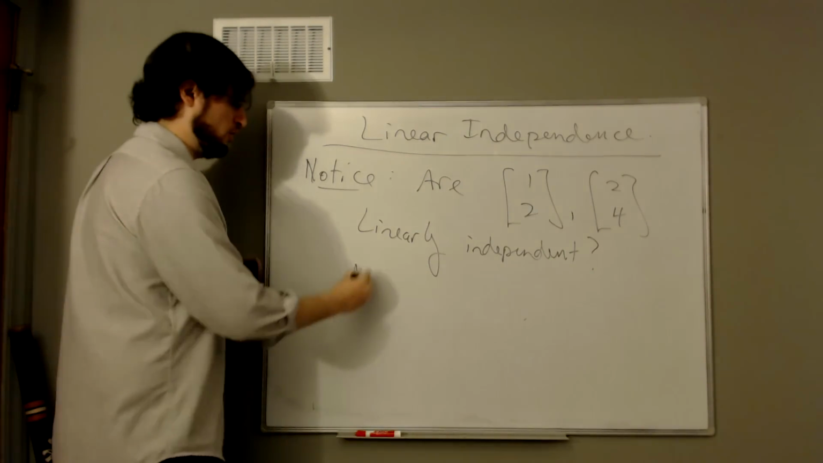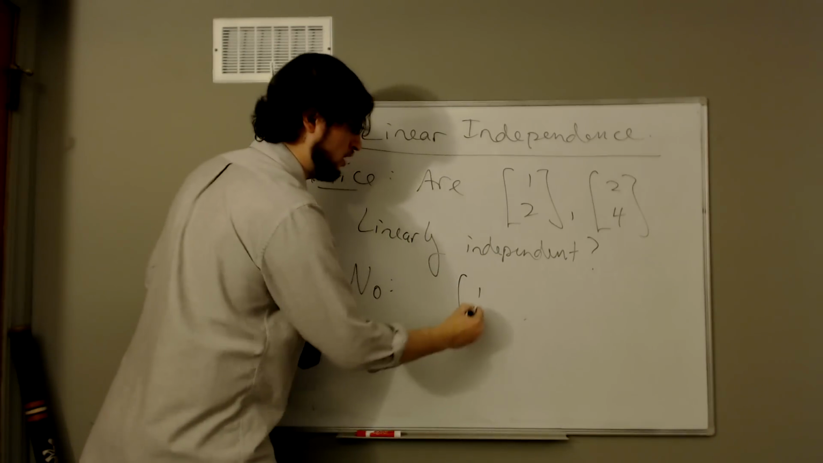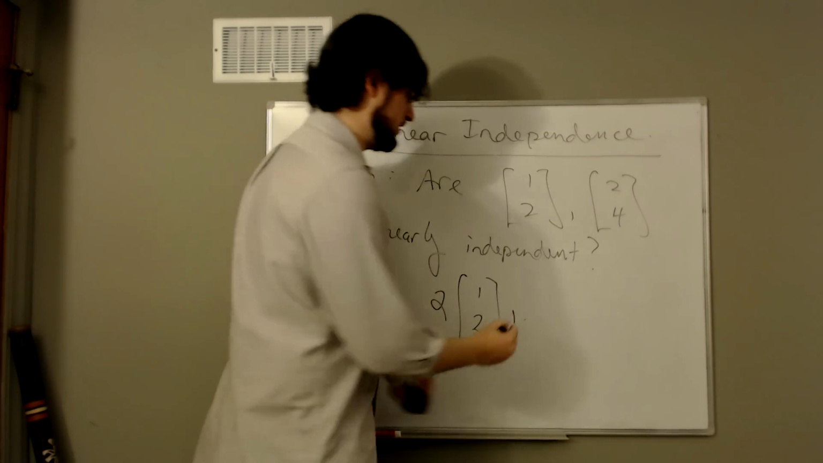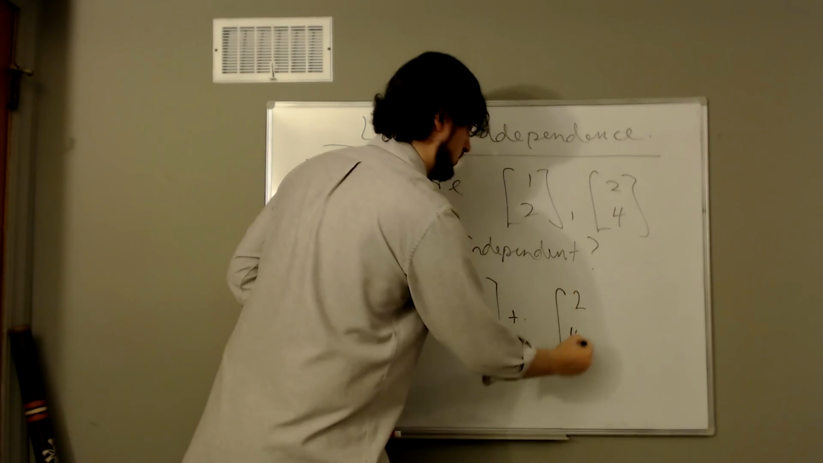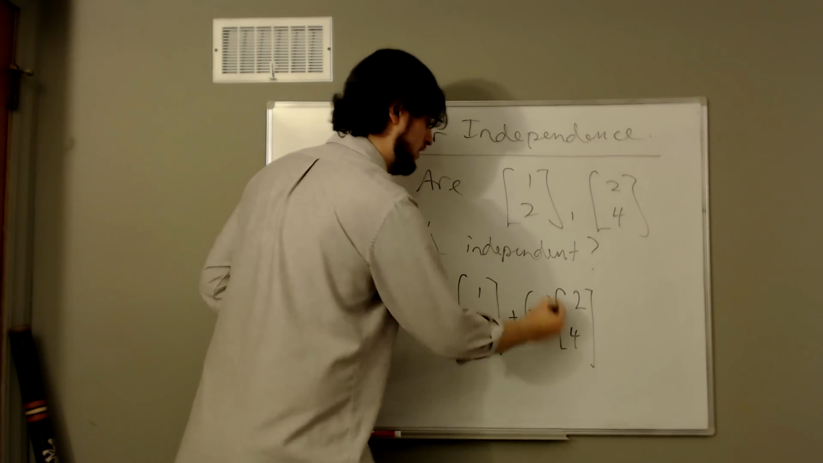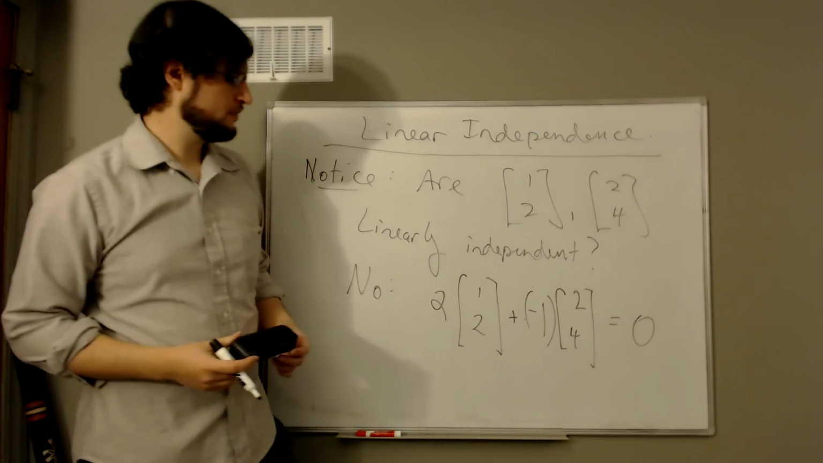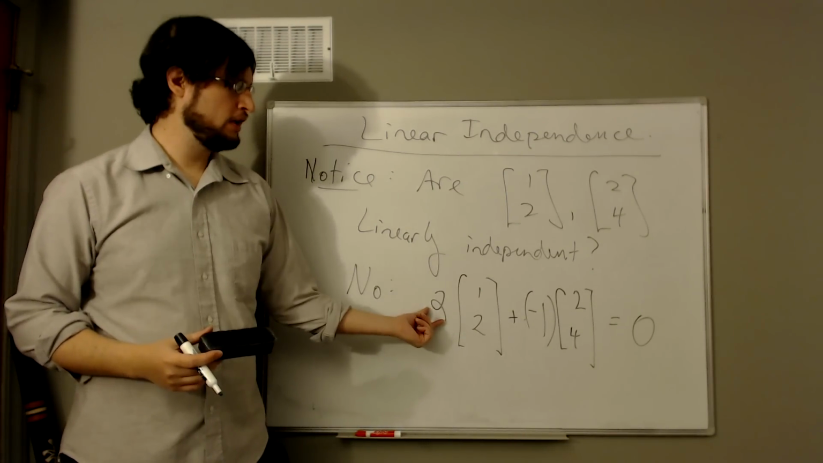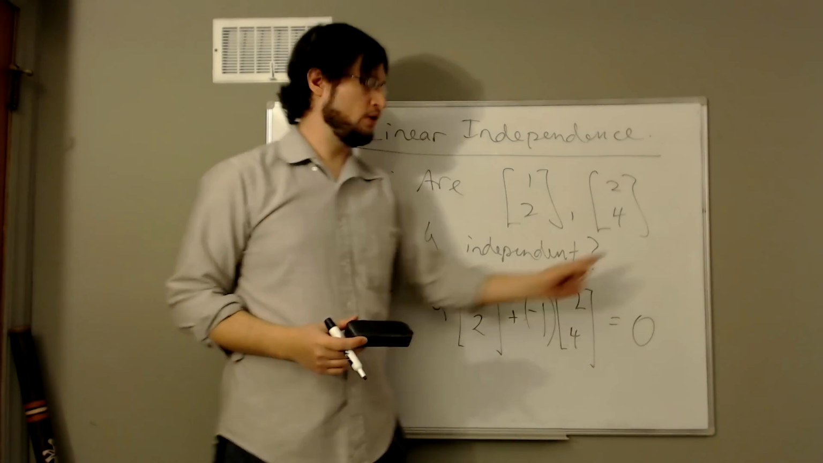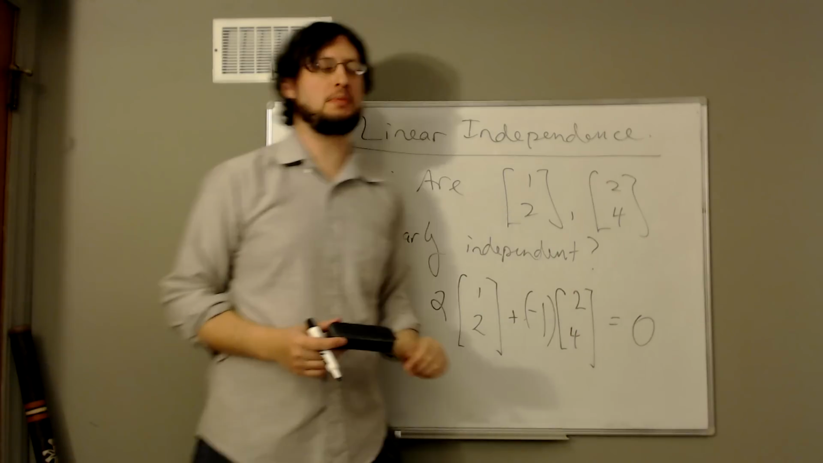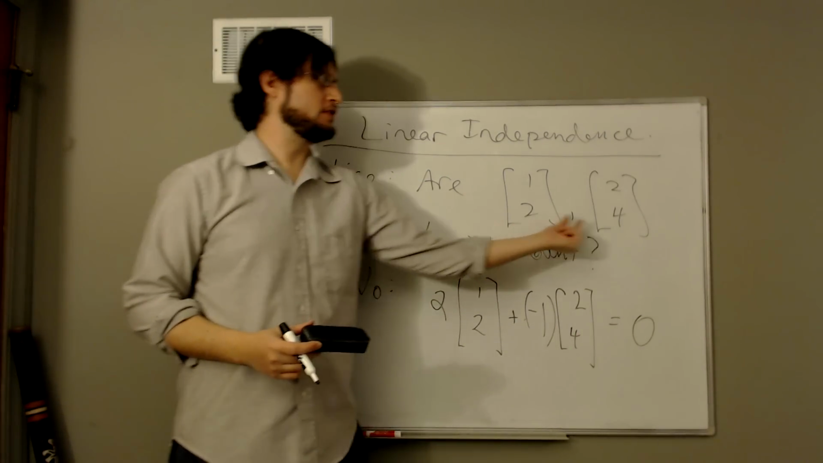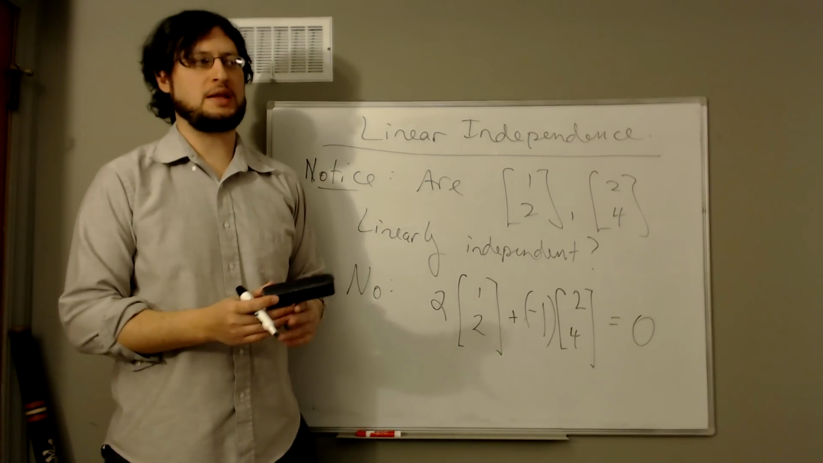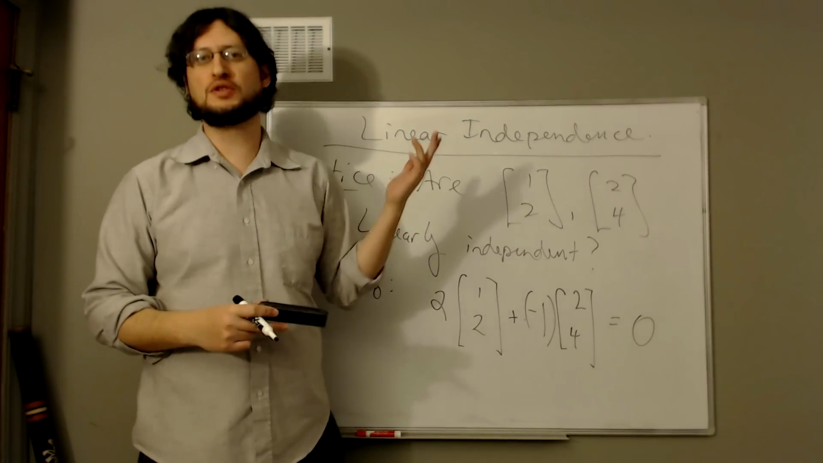The answer is no, and we can see that by noticing that 1, 2 multiplied by 2 plus 2, 4 multiplied by -1 is 0. But I can scale this, scale 1, 2 by 2, and I get 2, 4. And so if I subtract those vectors, then I end up getting 0 back. This vector is just a scaled version of this vector. So in the future, we'll see that that means that they point in the same direction. They're just scaled versions of each other.